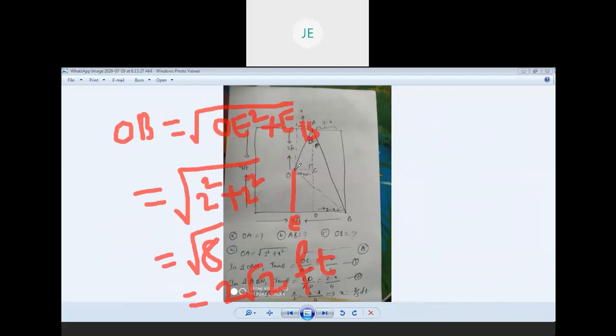The third part of the question is the center to hole displacement, that is, you have to find OB. Let us frame a right angle triangle OEB. According to the Pythagoras theorem, OB is equal to the square root of OE square plus EB square. OE is 2 and EB is also 2. So substituting, the square root of 2 square plus 2 square is the square root of 8, or 2 root 2 feet.